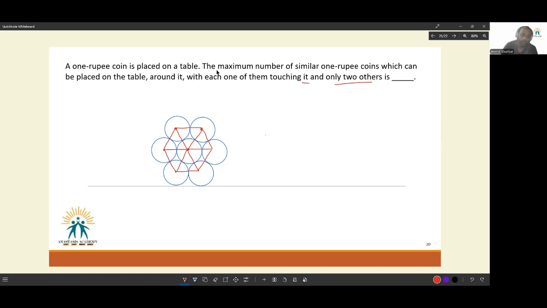A 1 rupee coin is placed on the table. The maximum number of similar 1 rupee coins which can be placed on the table. So this coin is not to be counted. The new coins that you are adding, they have to be counted. Those coins have to be around it, with each of them touching it and only 2 others, which is 6. The idea of this comes from the shape of a hexagon, which is composed of 6 equilateral triangles. And that is the entirety of this sheet. Hopefully you learned something.